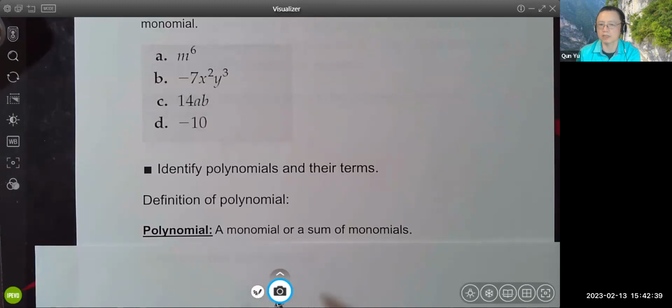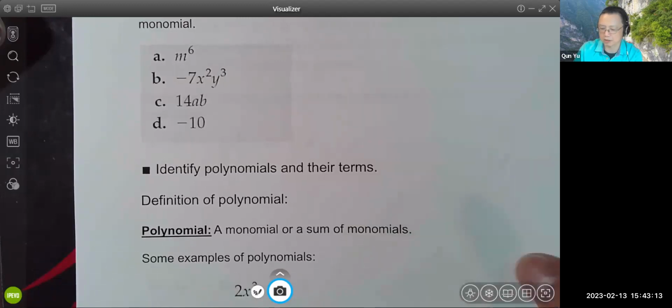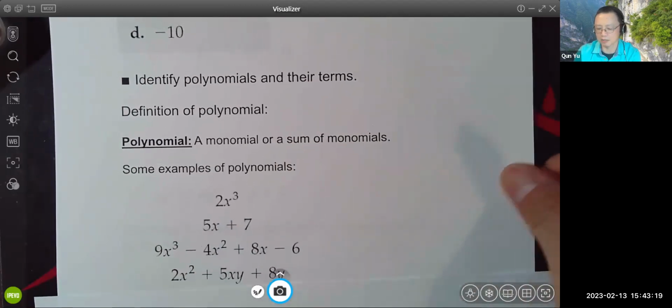Poly usually means multiple, right? And if you only have one, it's a monomial. This is just considered to be a special case of polynomial, or a sum of monomials. So you have the expression, you have multiple terms. Each term is a monomial, then we can call that expression a polynomial. It's just composed of multiple monomials. So in other words, either one monomial or monomials, that's called a polynomial. Some examples. Well, we have 4 of these actually.